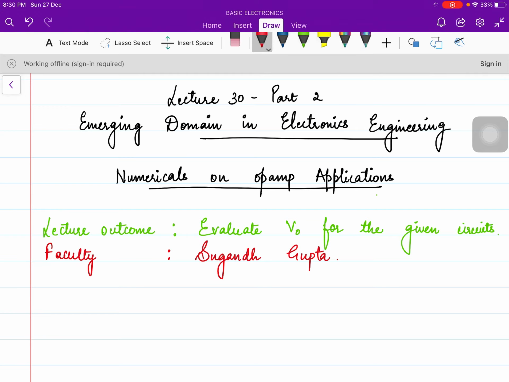In the previous lecture, we discussed some of the op-amp applications like adder, subtractor, differentiator and integrator. I have also shared the link of the previous lecture in the description box.